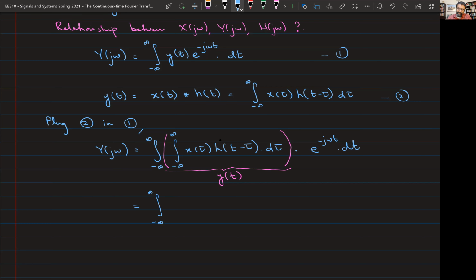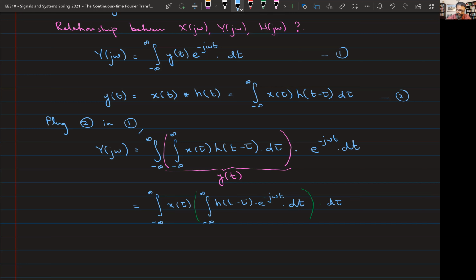I'm going to change the order of the integral because integrals are linear, right? So I can flip them around, right? So I can have x of tau come outside, and then I have an integral inside, which is h of t minus tau times e raised to minus j omega t times dt. And once again, this is only because of the linearity of the integral operation, right? So this is inside the brackets here, and then the outside integral is with respect to tau. So I've just changed the order of the integral. Now the outside integral becomes with respect to tau, the inside integral becomes with respect to t, right?